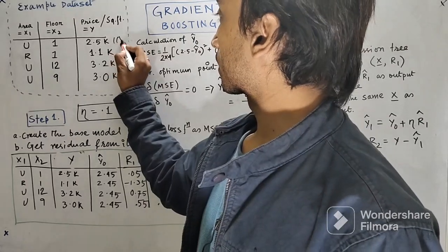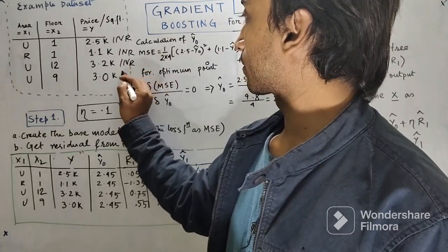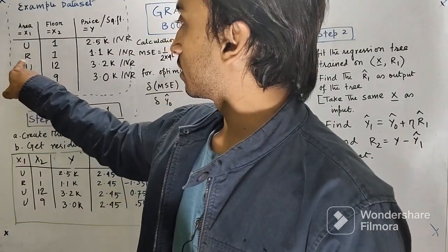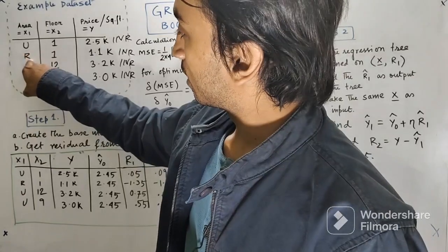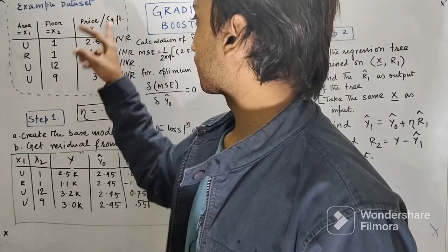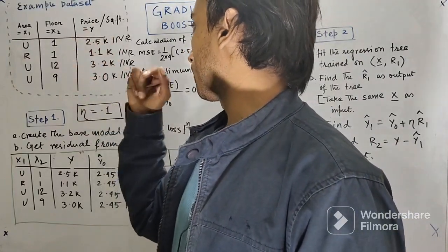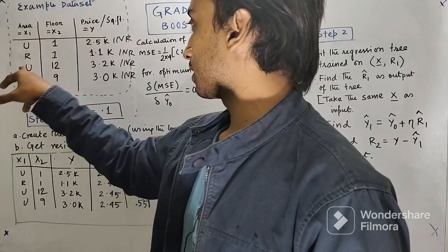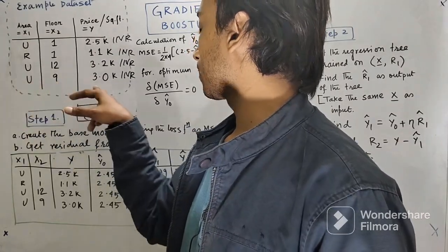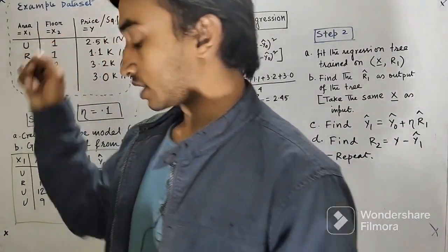Suppose all these are in INR. And this one is situated in a rural area, on the first floor, and the price per square feet is 1,100 INR. You can also see urban area 12th floor is 3.2k INR, and urban area 9th floor is 3.0k INR. So we have to predict based on this.